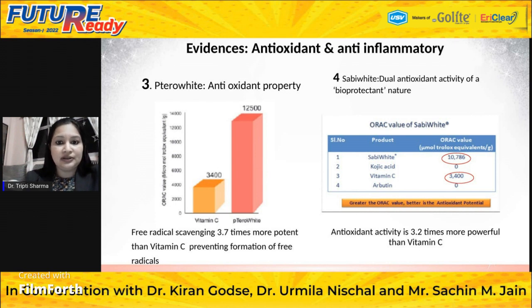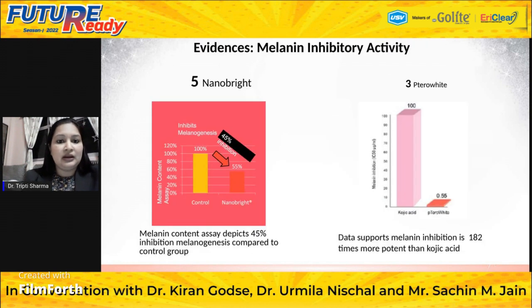Similarly, the UrsD has dual antioxidant activity, that is bioprotectant in nature, and from the ORAC value comparing the UrsD and vitamin C, it has been observed that antioxidant activity is 3.2 times more powerful than that of vitamin C. Now coming to the next components, that is of nanobrite and terowhite.